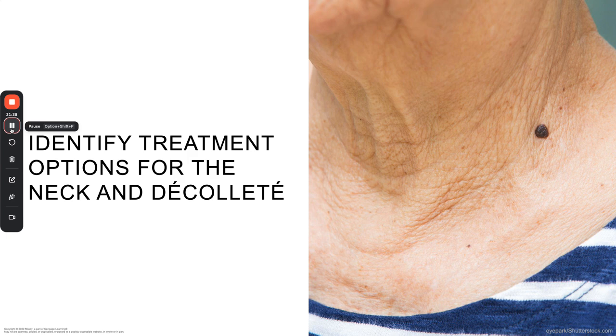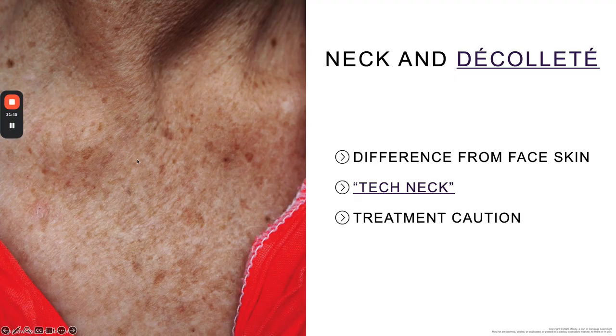So we are now at objective number 6, identify treatment options for the neck and décolleté. The skin on the neck and décolleté, pertaining to the lower neck and chest, is not the same as the skin on the face. The neck and décolleté have fewer sebaceous glands, so you need to write that down, understand that, add it to your notes. So the neck and décolleté have fewer sebaceous glands than the face, so they tend to show aging more quickly.